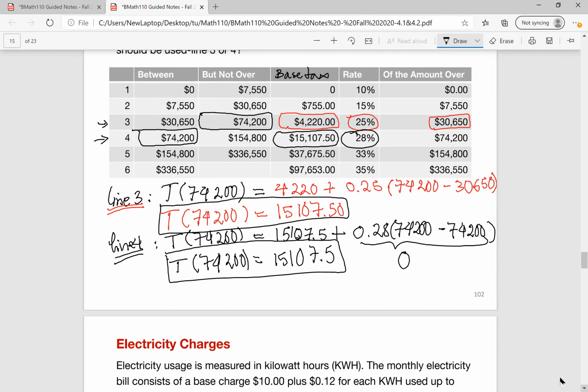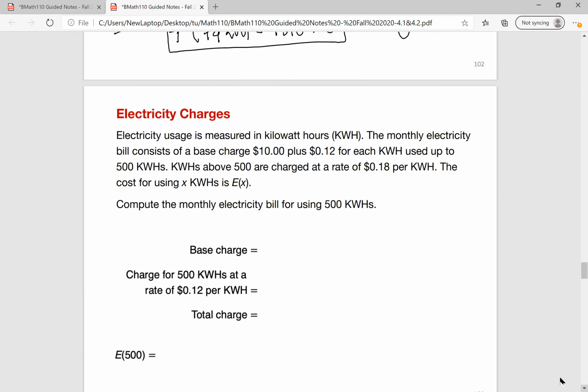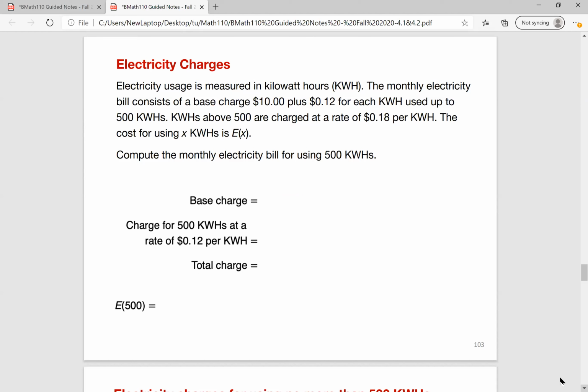So let's move to the next page. Okay, so this is the electricity charge. Electricity usage is measured in kilowatt hours. The monthly electricity bill consists of a base charge of $10, plus 0.12 for each kilowatt. So this is like a fixed cost, and this is like a variable cost in the cost function.